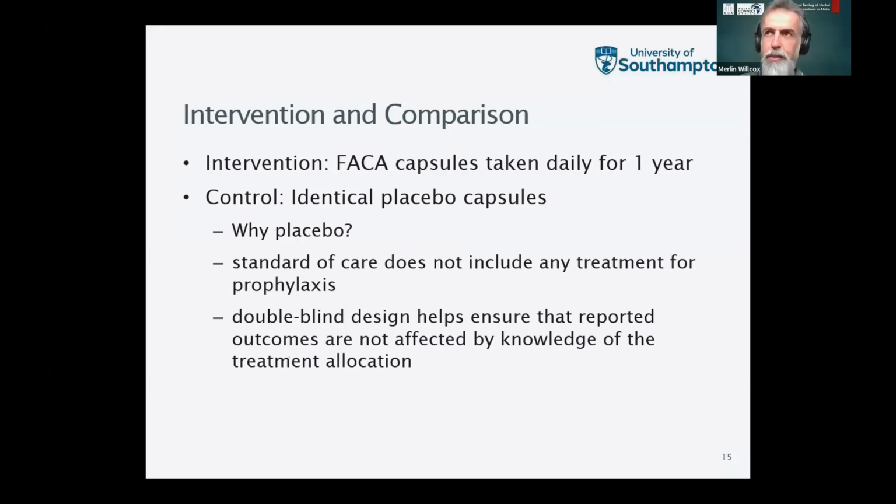So you have to consider whether it's ethical to offer a placebo. Obviously, if it is ethical, then a double-blind design can be used with a placebo, which is ideal because it helps to ensure that the reported outcomes are not affected by the knowledge of the treatment allocation. It helps to control for the placebo effect. But as I said, that may not be appropriate in all cases.